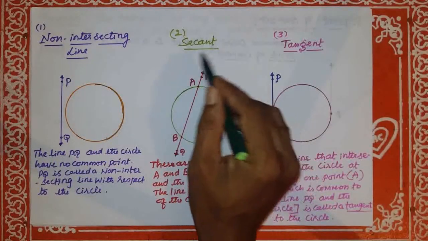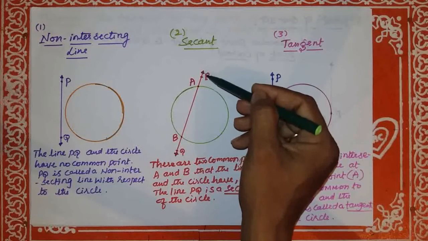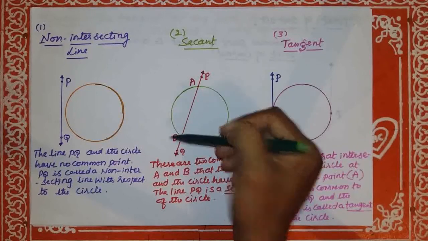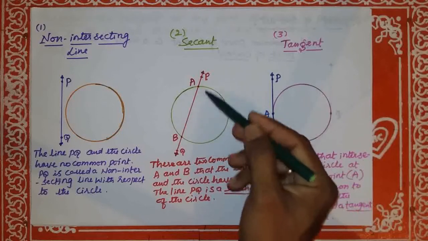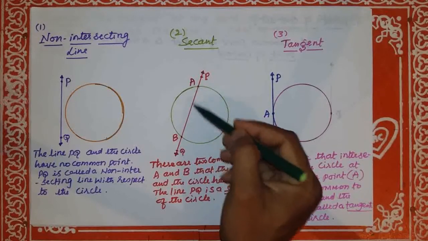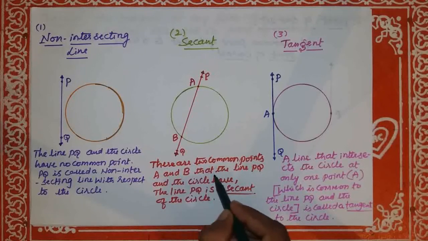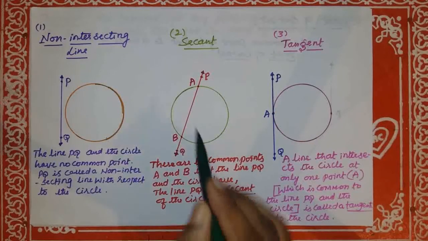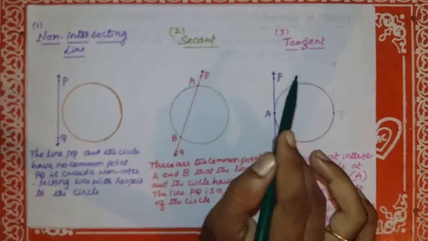Next, secant. What is meant by secant? A straight line passes through the circle at two points, that is A and B. There are two common points, A and B, that the line PQ and the circle have. The line PQ is a secant of this circle. Now we know about the secant.